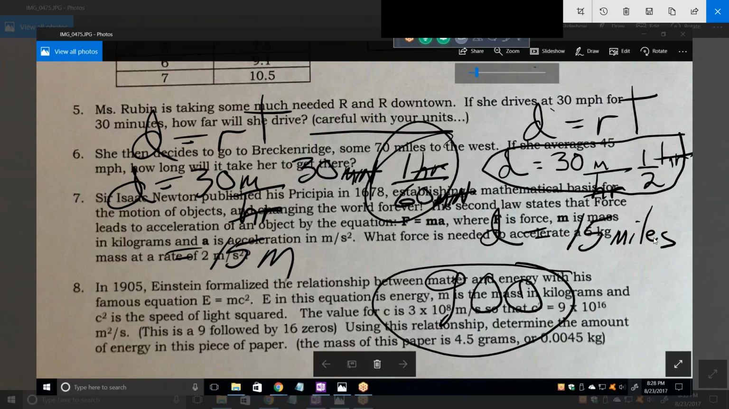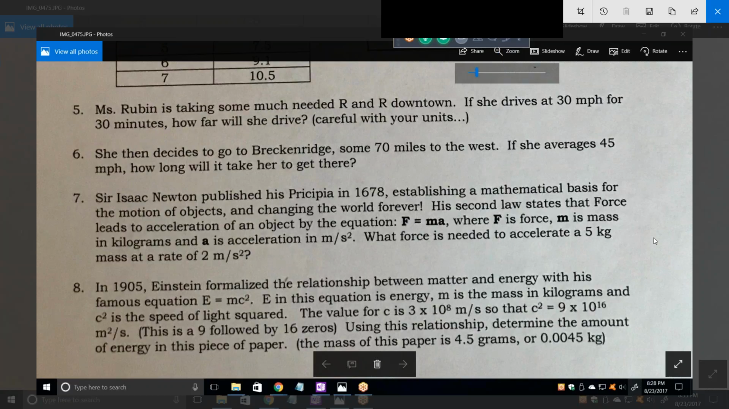Okay. And then for number 6, would you set 70 miles equal to... how would you like, all right, would you do 40? Okay. If you have time. If you don't have time, no worries. No, I do. Okay.